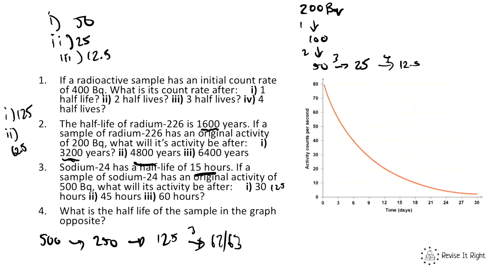And that is a 3rd half-life. And then finally, one more half-life, 60 hours. That's going to be 31 to 32.